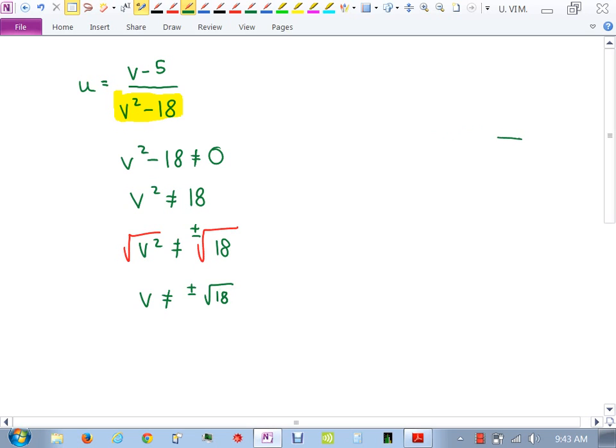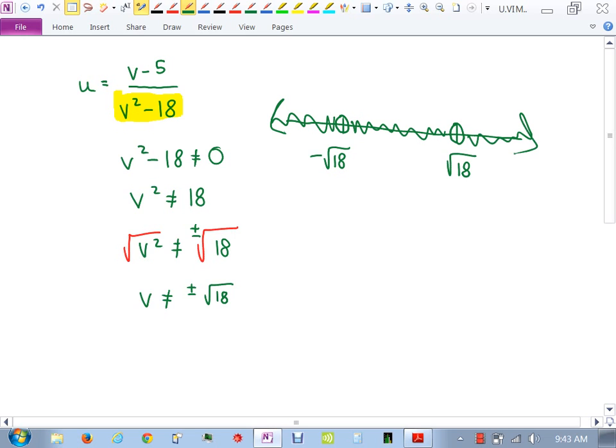So I go to my number line. I have two numbers, negative root 18, whatever that is, and positive root 18. I know for sure that the negative is on the left of the positive, right? So I can do that. I do not want those, so I'm going to put open circles there. But it can be anything else. So it can be anything to the left, anything in between, anything to the right.